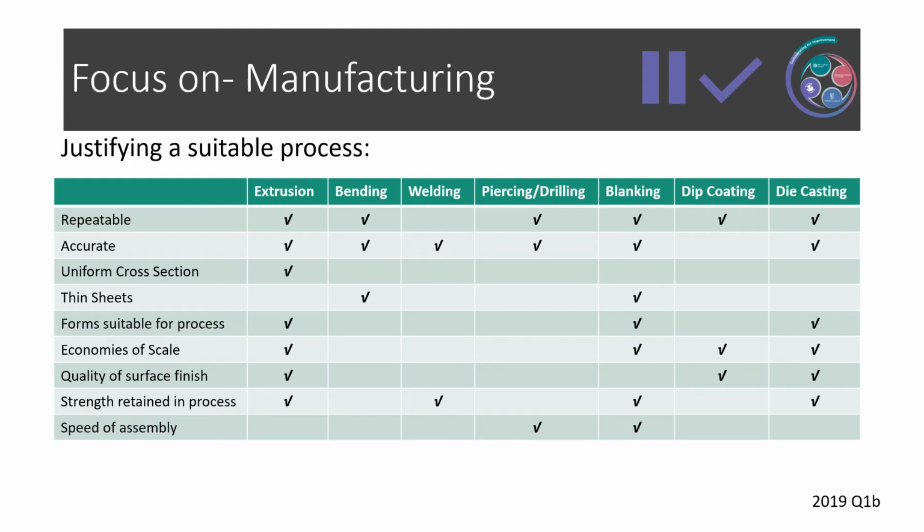There is a high quality of surface finish, as long as the die the material has been forced out of has a high quality surface finish. Strength is retained in the process, unlike if you were to drill or bend or shape something, it would lose some of its strength. Pause the video now and mark the rest of your answers.